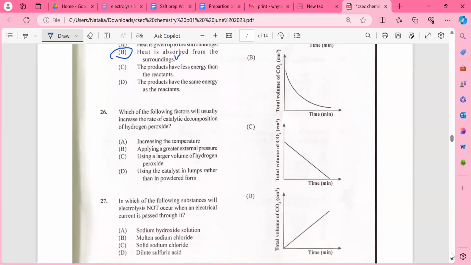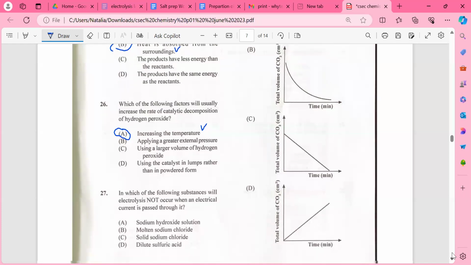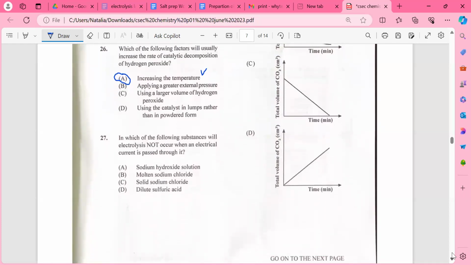Which of the following factors usually increases the rate of a catalytic decomposition of hydrogen peroxide? Increasing the temperature, yes. In which of the following substances will electrolysis not occur when an electrical current is passed through it? So we're looking for a solid ionic compound. So it's solid sodium chloride.